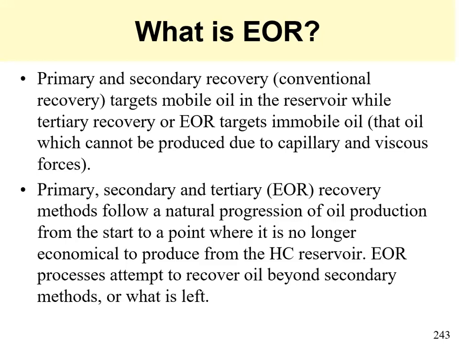While primary and secondary recovery targets mobile oil in the reservoir, tertiary recovery or enhanced oil recovery targets immobile oil, and that's oil which cannot be produced due to capillary and viscous forces. Traditionally, primary, secondary, and tertiary recovery follow a natural progression of oil production from start to a point where it's no longer economical to produce from the hydrocarbon reservoir. The natural recovery processes that attempt to recover oil beyond secondary methods, or what is left.